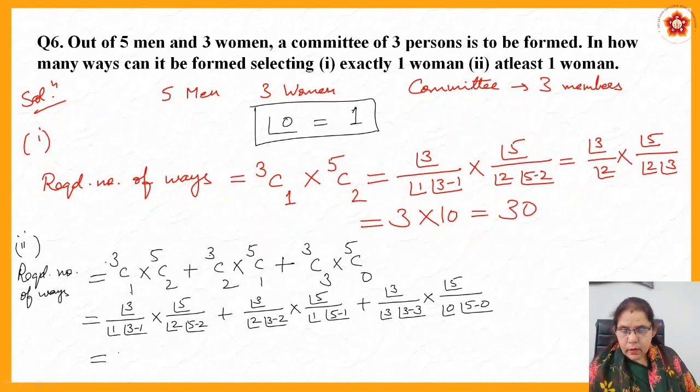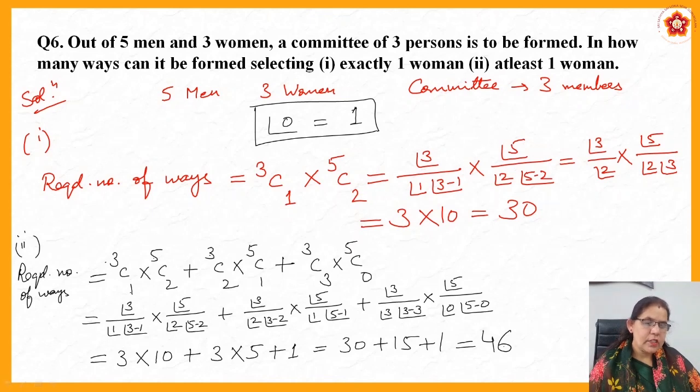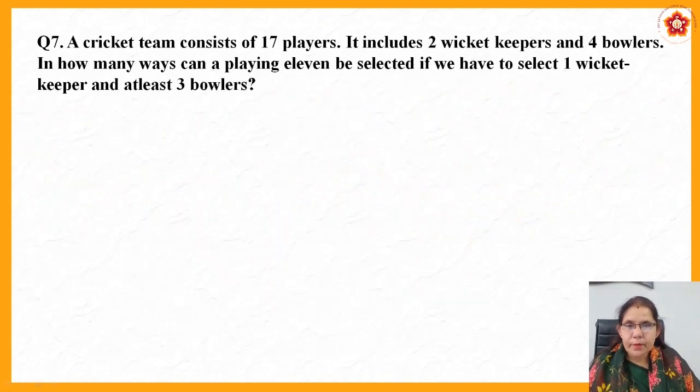Here it will come 3 into 10. Second term will be 3 into 5. And third term will be 1. Solve it. It is 30 plus 15 plus 1, which is 46. So there are 46 ways in which we can have the committee of 3 people where at least 1 woman is there. In 46 ways we can form the committee.